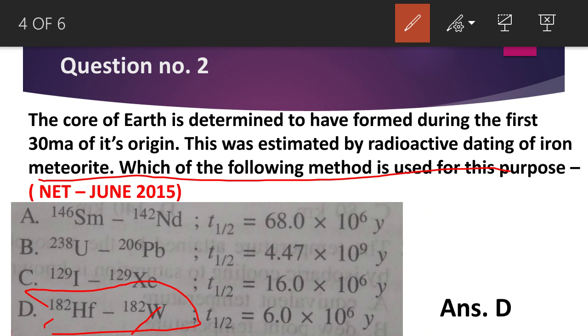Hafnium is lithophile, so it remains in the uppermost layers like the crust and mantle, while tungsten is siderophile, so it sinks into the core. So after the differentiation, all tungsten is in the core, and whatever material is present in the mantle has the hafnium. This hafnium starts decaying and forming the tungsten, and we can use it as a time period of differentiation. How much time has gone after the differentiation? So here option number D will be your right answer.